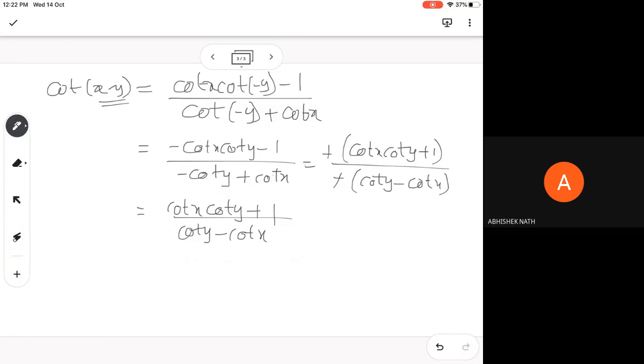Yes, sir. Clear, sir. Just replace. We have to just replace by minus. Yes, minus.